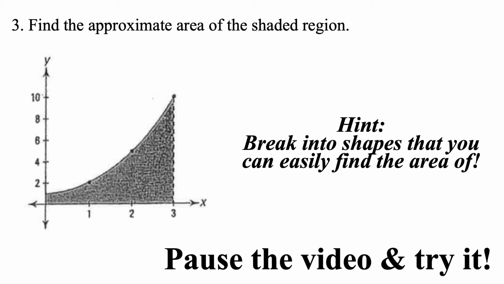Now for this next one, the directions are a little bit different. Here we want to find just the approximate area, which means we're not going to be able to find exactly the area like we were in numbers 1 and 2. So just like before, there's a hint. Try to break it into shapes that you can easily find the area of, even if they don't fit perfectly over your shaded region. So go ahead and pause the video, see if you can come up with a good way to find the area as close as you can of the shaded region.